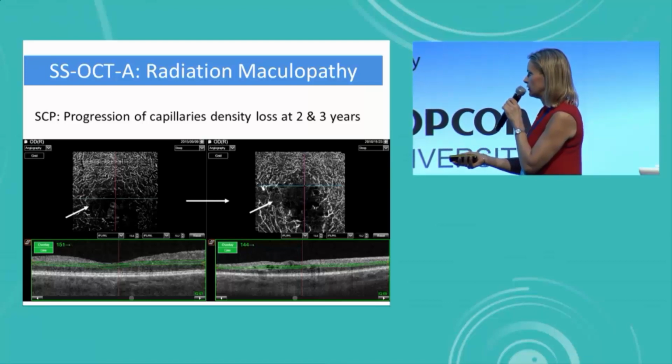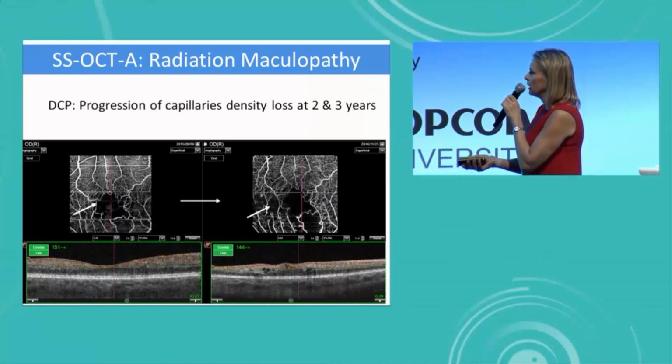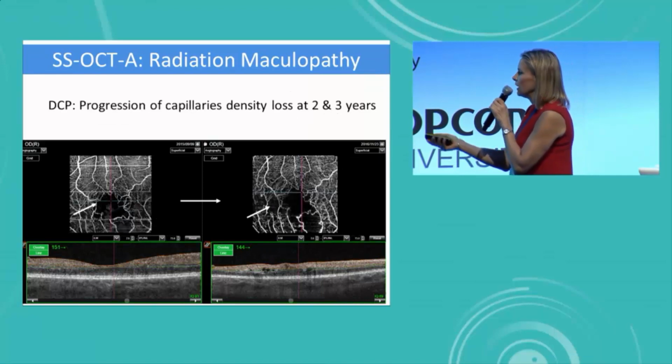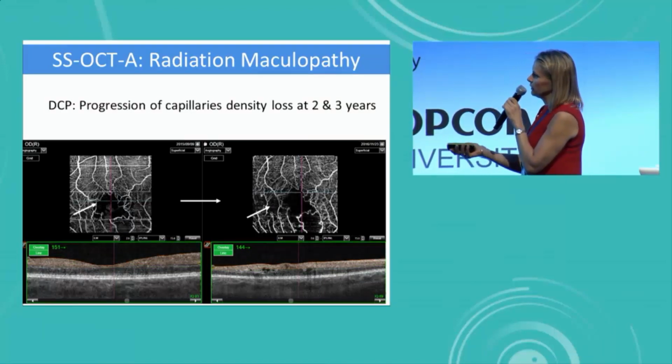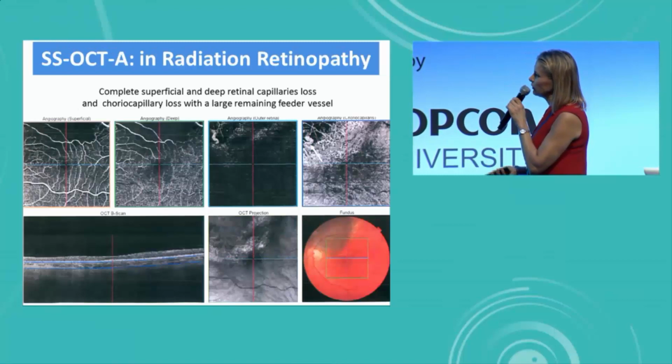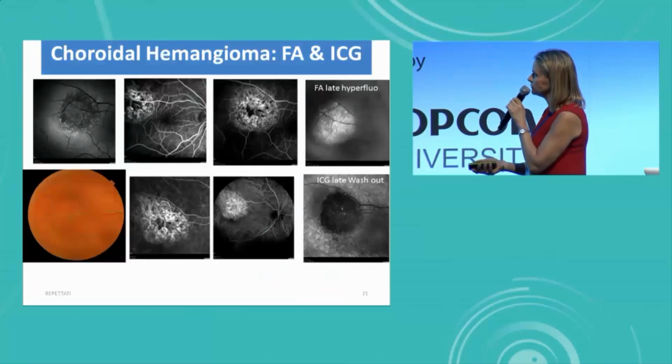density at the superficial and the deep capillary layer, and it has been shown that it is more important in the deep capillary layer. At the level of the tumor, as seen before, we have complete disappearance of the superficial and deep capillary layers, as well as the choriocapillary loss, but a large feeder vessel is remaining here.